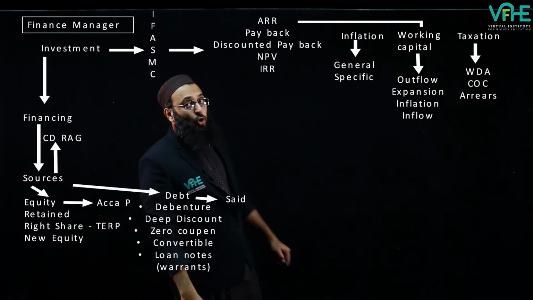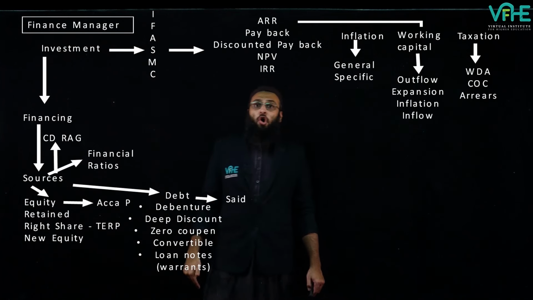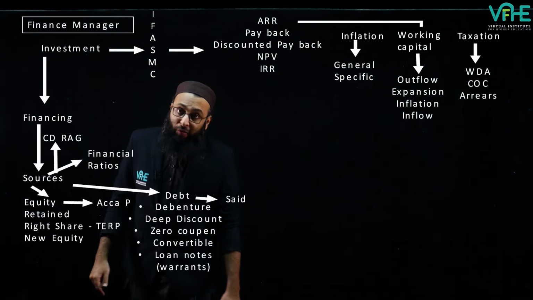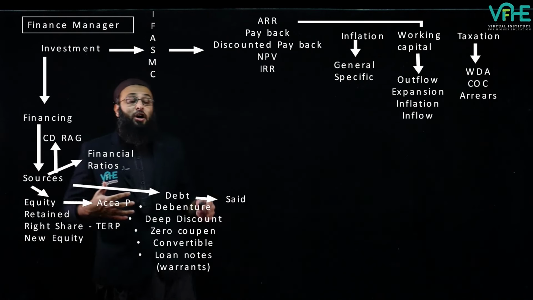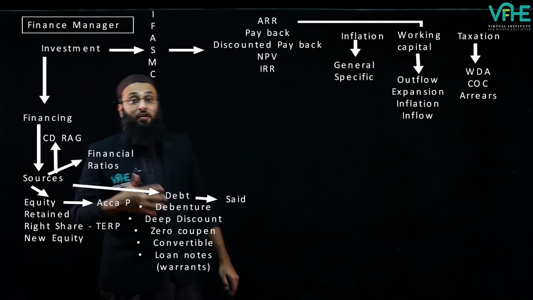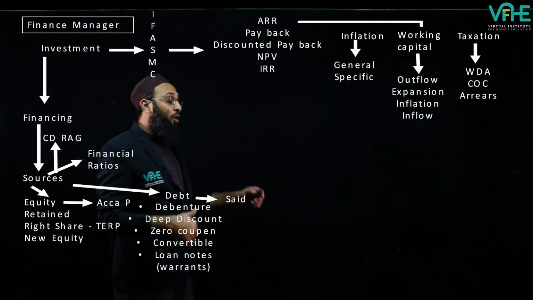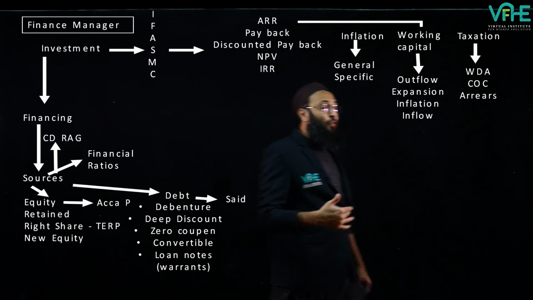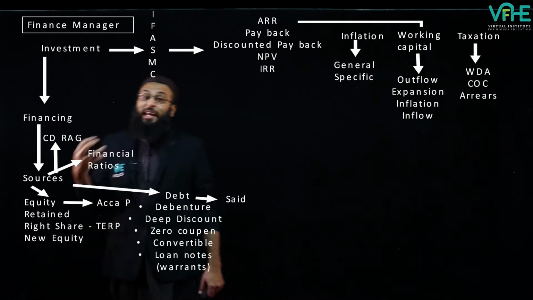But remember, these sources are not free for the company. Obviously, there is a cost involved in that, and to assess their costs and things like that, you are going towards cost of capital. And remember, we work out the ratios as well, because when you have to decide whether you have to go for debt or equity, you have to consider the impact on your ratios.